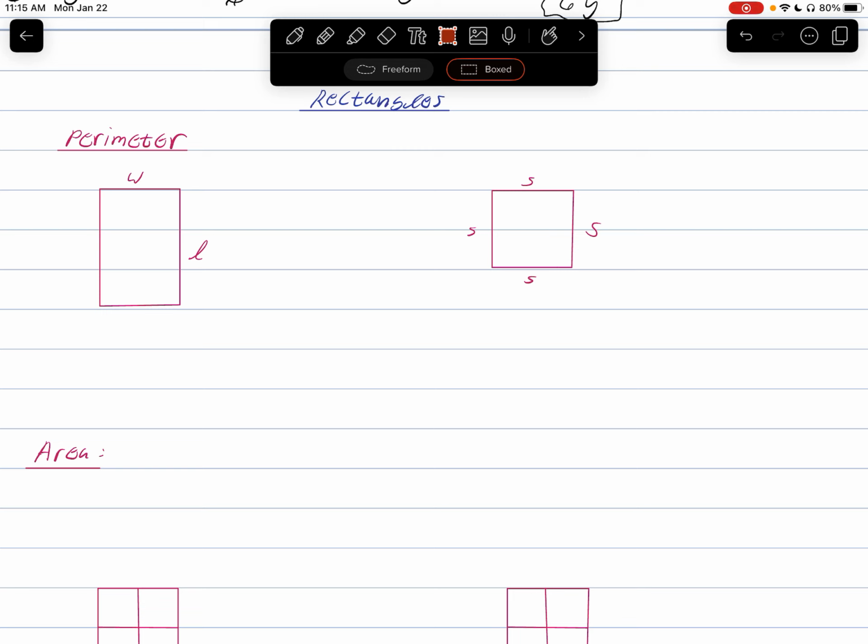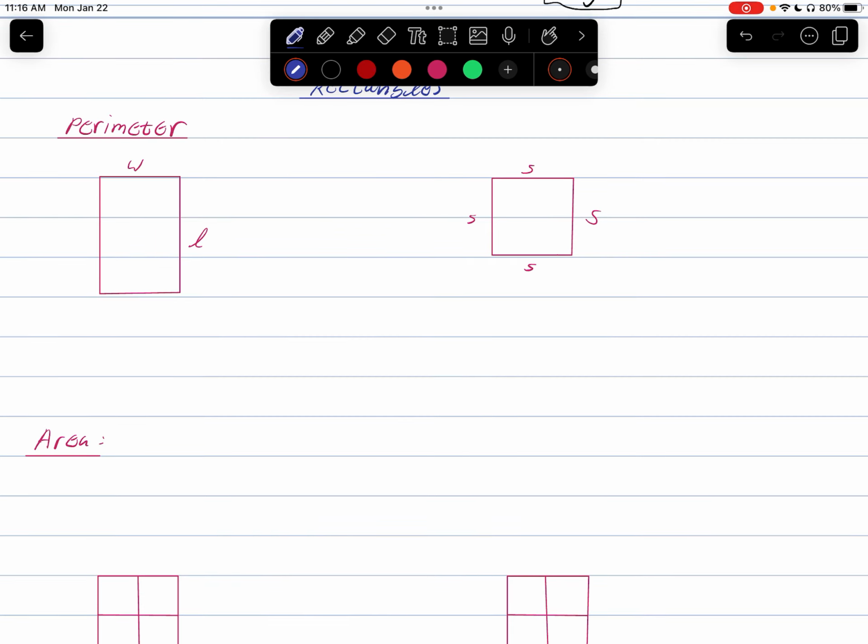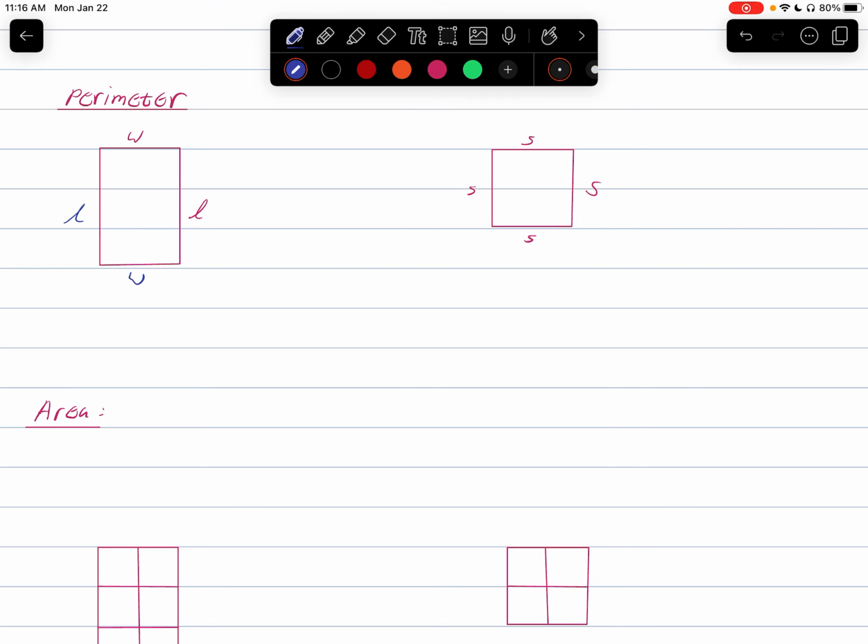Okay, here we have a rectangle that has a length of L and a width of W. So if we have a length of L and a width of W, that means that the opposing side to the width is also going to be W, and the opposing side to length is also going to be L. This is one of the basic properties of a rectangle. Okay, so if we wanted to find the total length around the rectangle, or the perimeter, all we have to do is add up all of our sides.